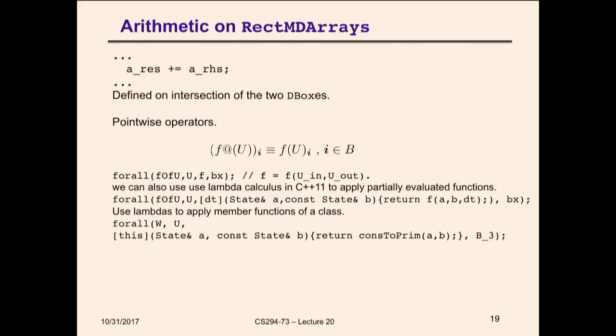On top of that, we need to do arithmetic and a little more on rectMD arrays. So here's an example I just showed you. A res plus equal to a underscore right-hand side. That's defined on the intersection of the two boxes, the box over which this is defined and the box over which this is defined.